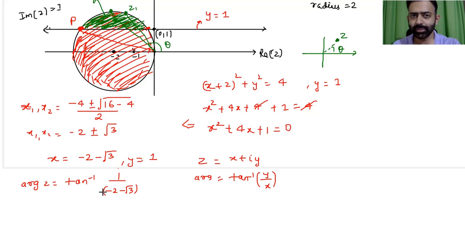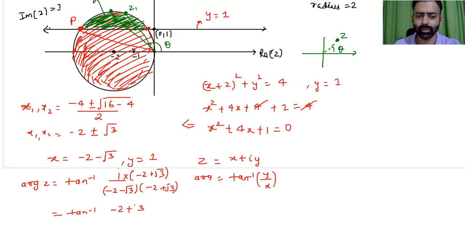Now if I rationalize this, because we cannot keep these surds in the denominator, multiplying by −2 + √3 in numerator and denominator, this will become tan inverse of (−2 + √3) divided by 1. So the argument of z is this, and basically this is −15 degrees. If I have to write the answer in degrees, this is −15 degrees.